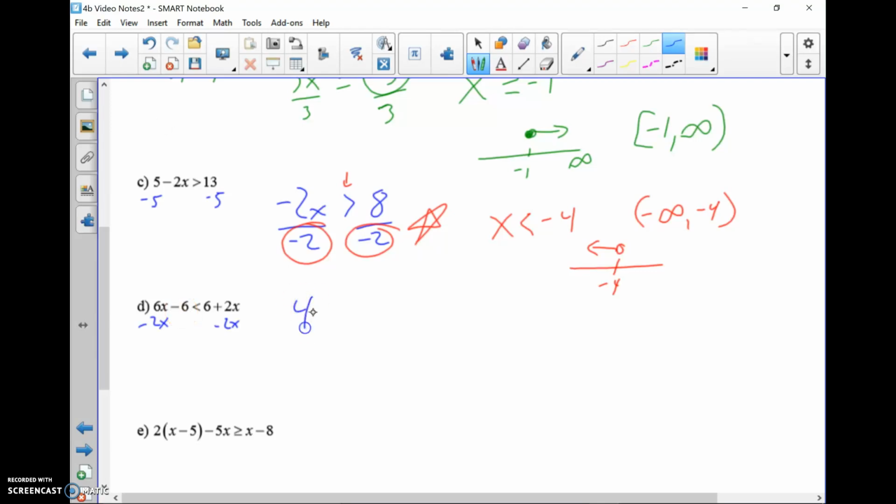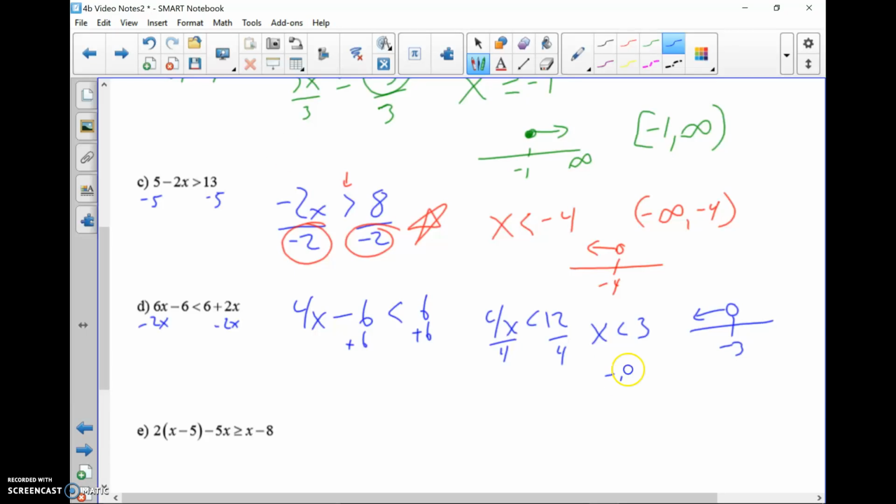6x minus 2x gives me 4x minus 6 is less than 6. Now again, subtracting on both sides doesn't flip signs. It's only multiplying and dividing by a negative on both sides that flip signs. Okay, next I need to add that 6 over. So 4x is less than 12. Dividing by a positive 4 here is not going to flip any signs. I'm going to get x is less than 3. Less than 3 on my number line. It's an open circle because there's no equal to, pointing left over to -infinity and 3 parentheses for both.